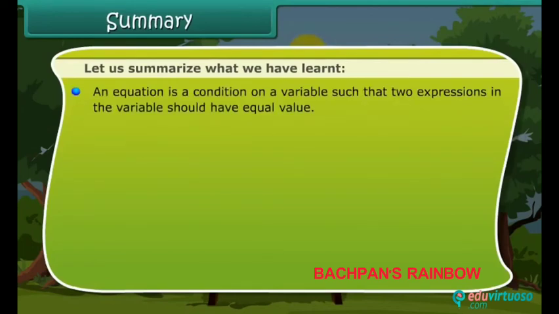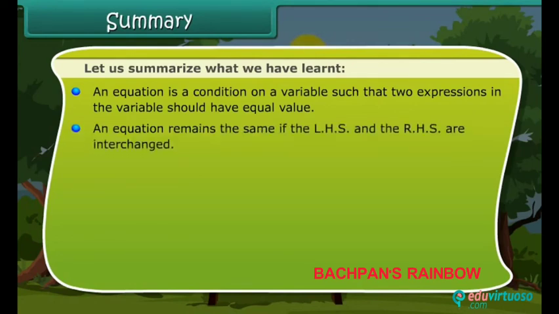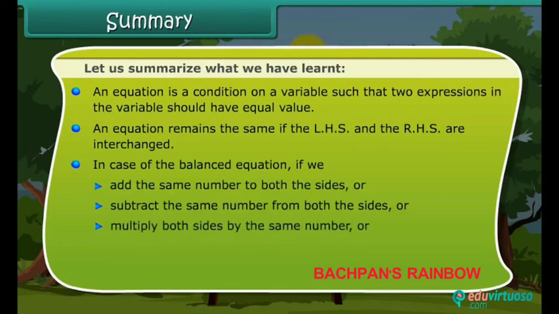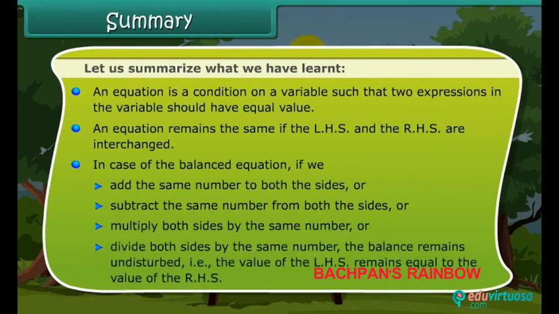An equation is a condition on a variable such that two expressions in the variable should have equal value. An equation remains the same if the LHS and the RHS are interchanged. In case of the balanced equation, if we add the same number to both the sides, or subtract the same number from both the sides, or multiply both sides by the same number, or divide both sides by the same number, the balance remains undisturbed. That is, the value of the LHS remains equal to the value of the RHS.